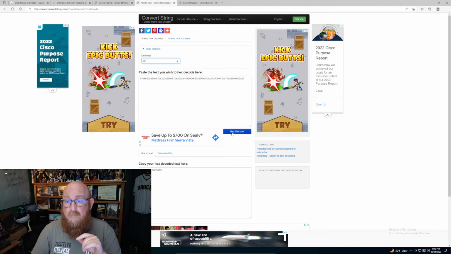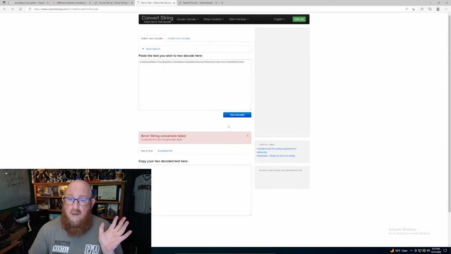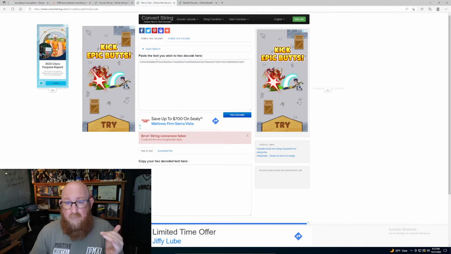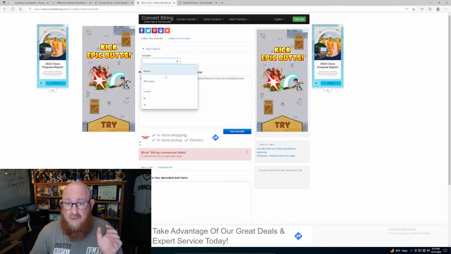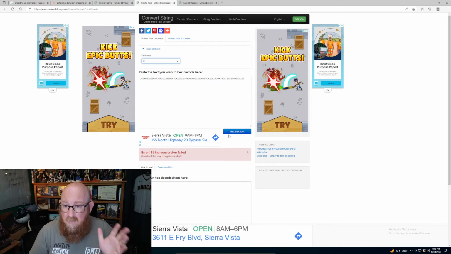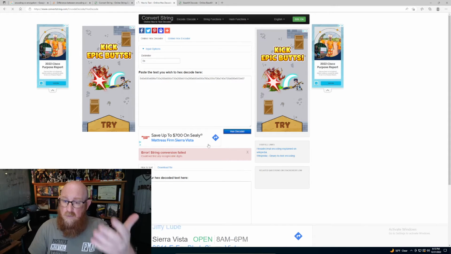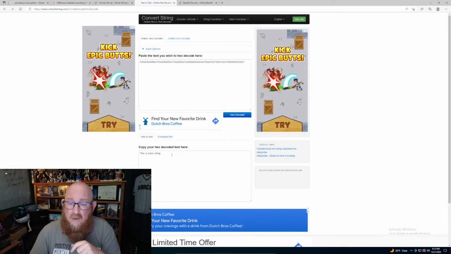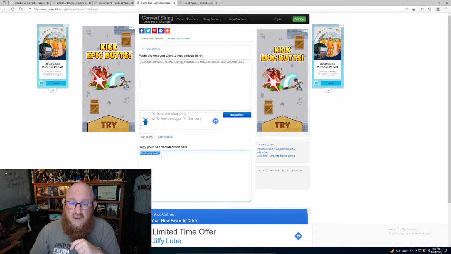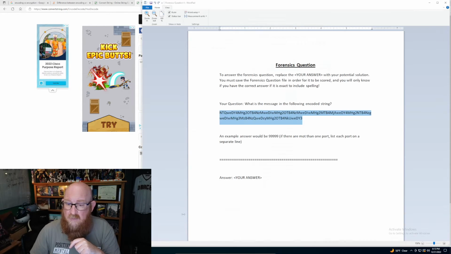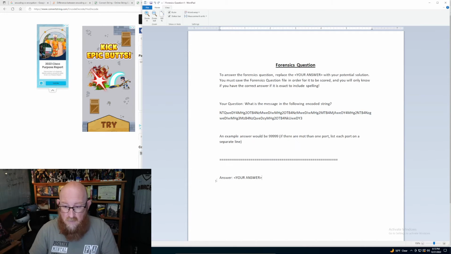Just to show you that it won't work if you don't have it, let's go ahead and clear that out and try to just do a straight up decode. It doesn't work. So you have to go in and select a delimiter. And sometimes you have to do it a time or two or three in order to get the actual string. So boom. This time it tells us the hex string. Go back into our forensics question, go to our answer, paste it, and done.